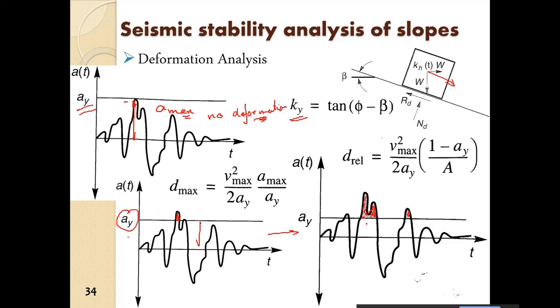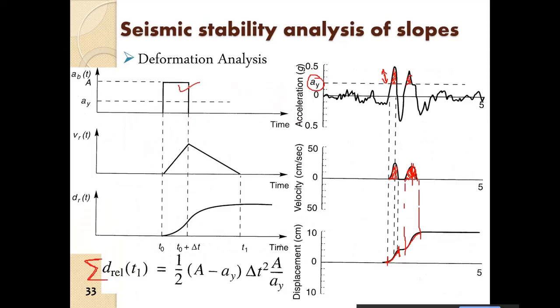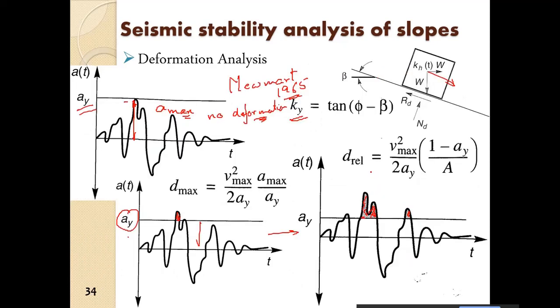Okay, so Newmark in 1965 obtained a relation related to one single pulse on the slope. So here is one pulse, like that. So it is related to a single pulse. The displacement in the slope he gave by this equation.